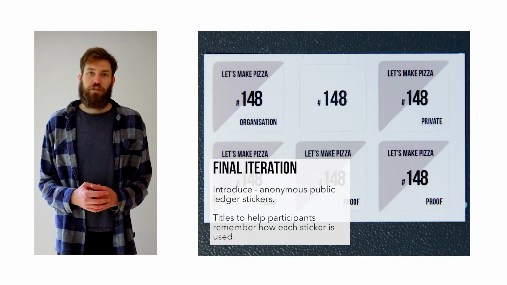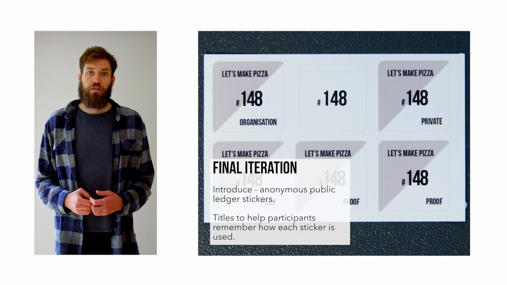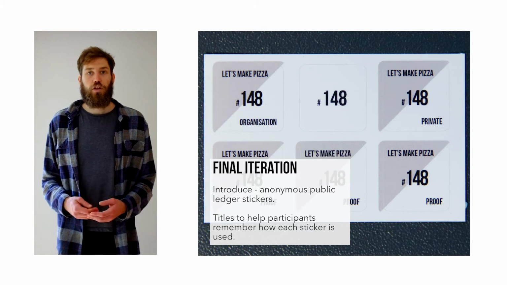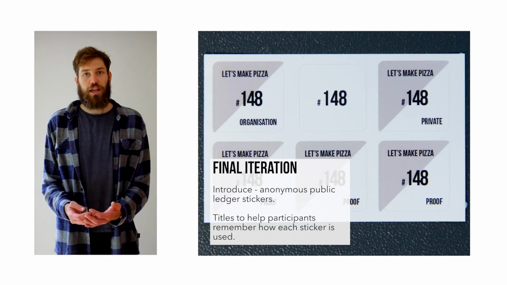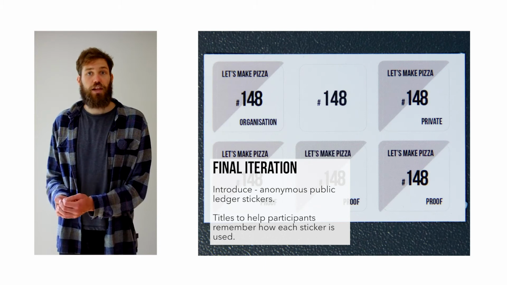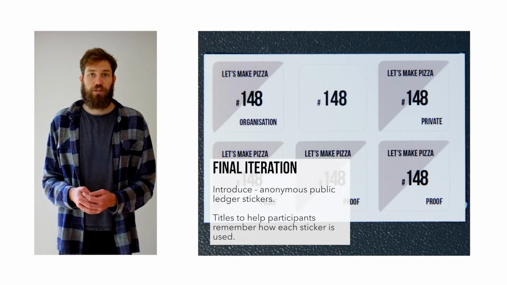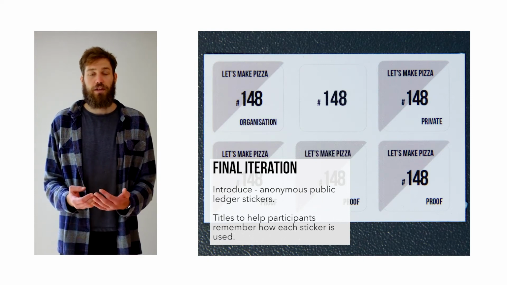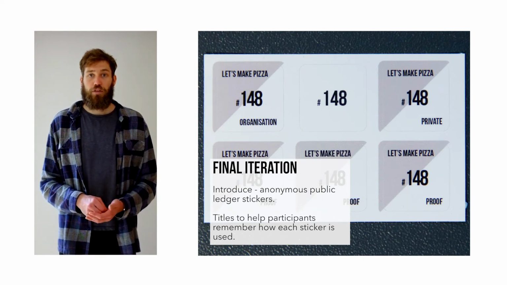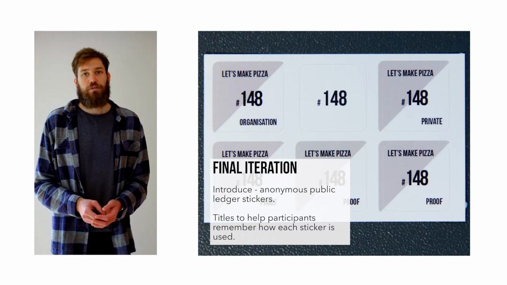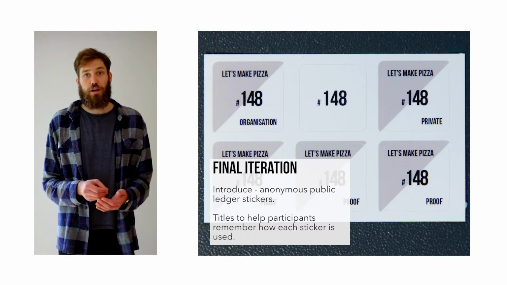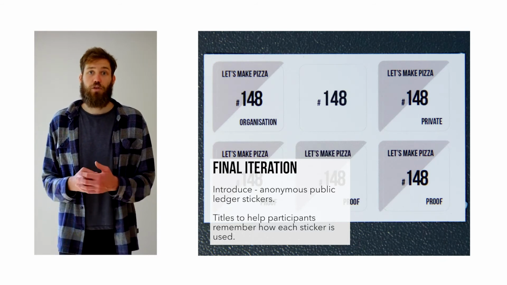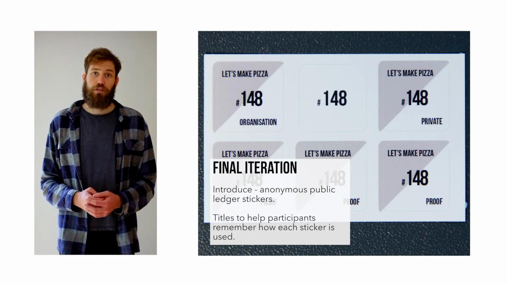The final iteration of the stickers came with 2 improvements. The first was introducing these anonymous public ledger stickers, which allow volunteers to remain anonymous within the game, yet using that identification number prove that a transaction happened. The second improvement was there to help participants make fewer mistakes, and so we labelled the stickers with, for instance, private, to show a volunteer that that sticker was used in their private ledger, or organisation, to show that a sticker was used by the organisation to record that a transaction happened.